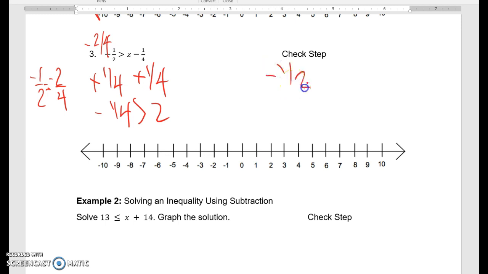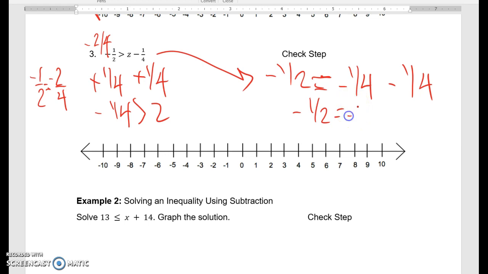Once again, I'm going to check. So negative 1/2 equals, plug in for z, negative 1/4 minus 1/4, which is negative 2/4. And we know that will reduce to negative 1/2. Divide the numerator and denominator by 2. So you have an open dot on negative 1/4. Just kind of do your best right there. And then you are going to shade to the left because all your z values are less than negative 1/4. Don't forget your arrow.